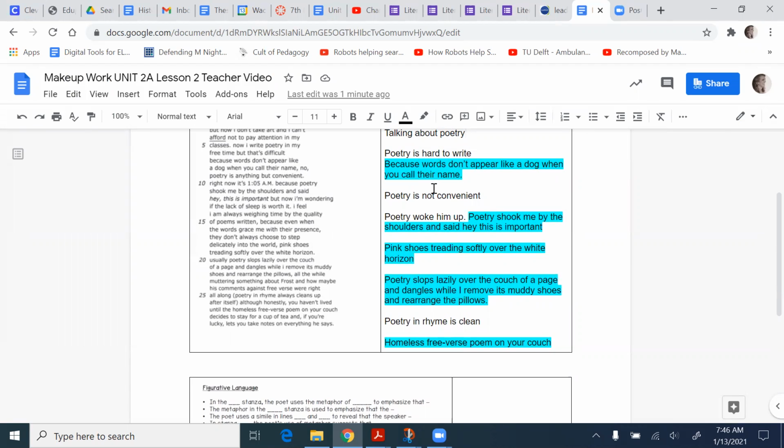"Words don't appear like a dog when you call their name." So stop and think. What does that mean? Well, what does a dog do when you call their name? It immediately comes to you if it's a good dog. But when you're writing a poem, just because you say, hey, I need these words, they don't necessarily show up in your brain. That's what that simile means. So you just got to come back and think through that line they're asking you about. And again, start with what you know. You don't get the whole thing, but you know what happens when you call a dog. If that's what happens when you call a dog, and you know this poem is about how hard it is to write poetry, what's he saying about the words? Slowly put the ideas together based on what you do know, and you'll usually get there.